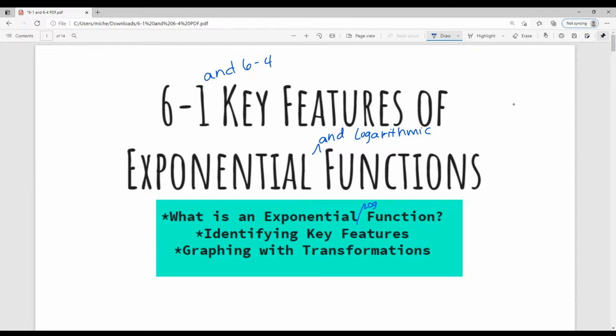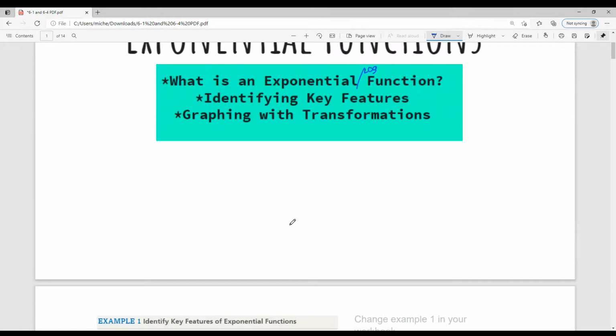We'll identify the key features of exponential and log functions, and then we'll transform those parent functions using the transformation rules that we've done all year. So first we're going to start in 6-1. We'll look at the exponential functions.